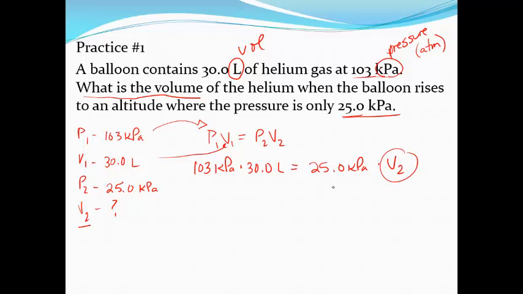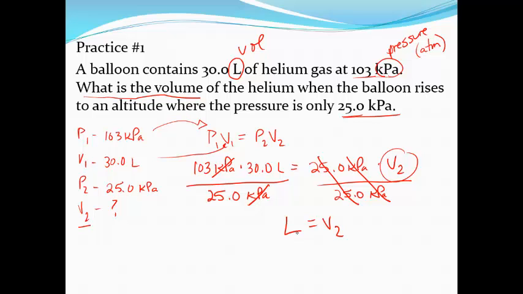We want to get volume 2 by itself, and so to do that we need to divide by the 25 kilopascals. And what we do to one side in math, we need to do to the other side so that it stays balanced or equal. So kilopascals and 25 are on the top and the bottom, so they will cancel out. And then we're left with just the volume 2. And over here, your kilopascals will cancel, and you're left with just liters. This is another way where having those units is beneficial. It tells you what your unit should be at the end. Now multiply 103 times 30 and then divide that by 25.0. And we have 3 significant digits in each one of these numbers, and so our answer needs to only have 3 significant digits, and that should be 124.